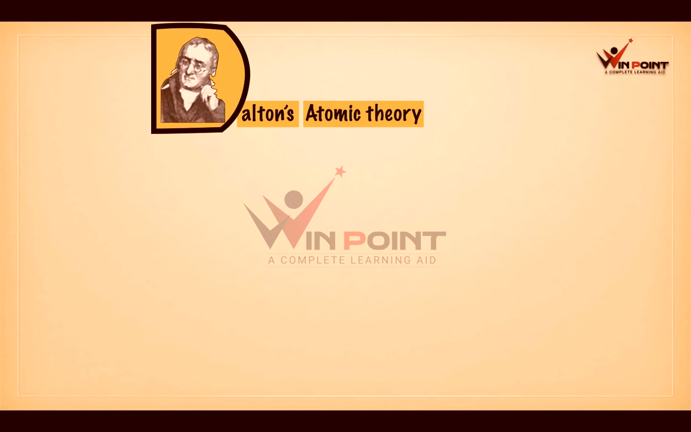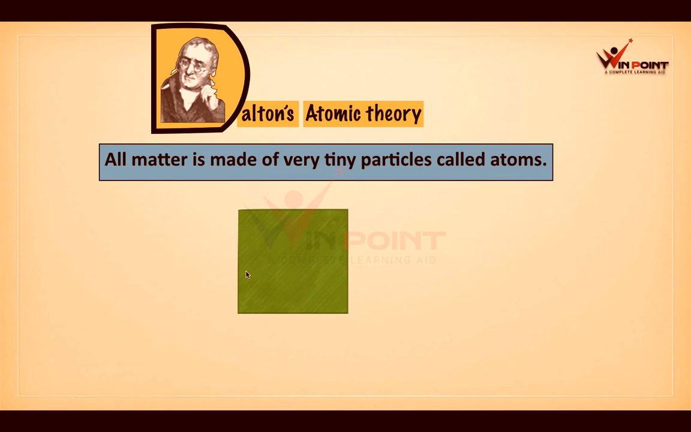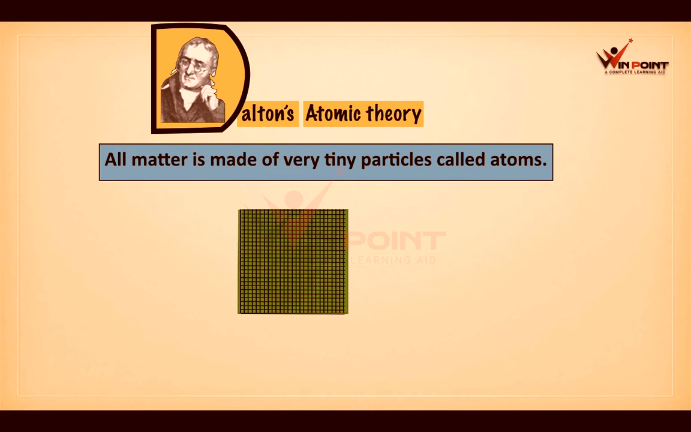Dalton's atomic theory. The first point of Dalton's atomic theory is all matter is made up of very tiny particles called atoms. If you are taking any matter in the universe, all matter is made up of small particles. These small particles are known as atoms. We are taking a matter here and splitting it into n number of tiny pieces. One small piece is known as an atom. So there are n number of atoms in a matter.